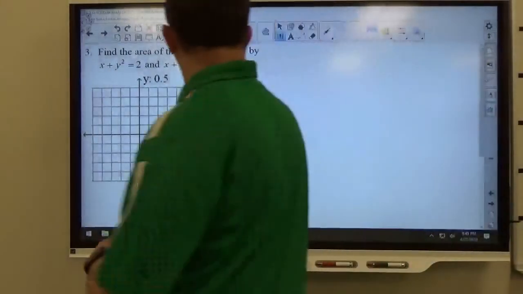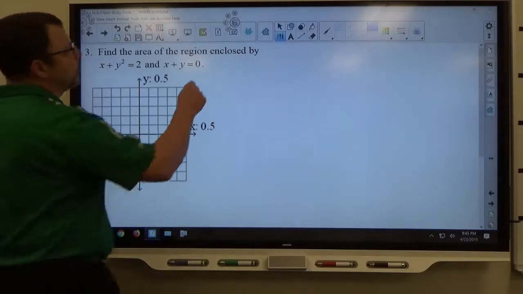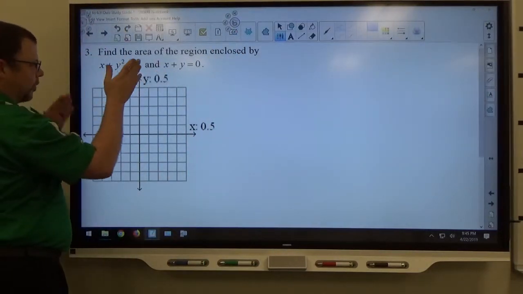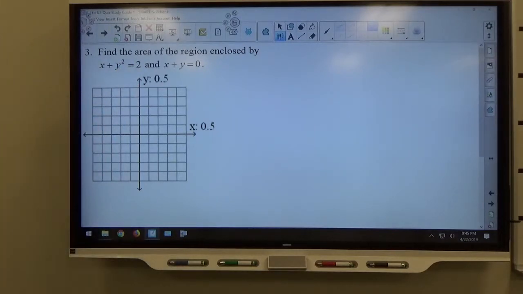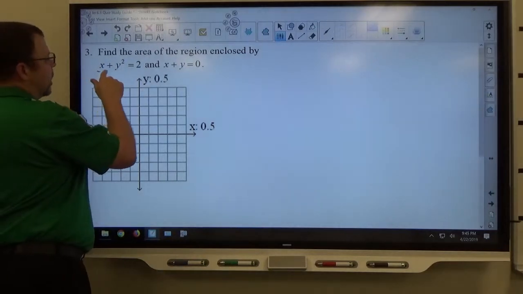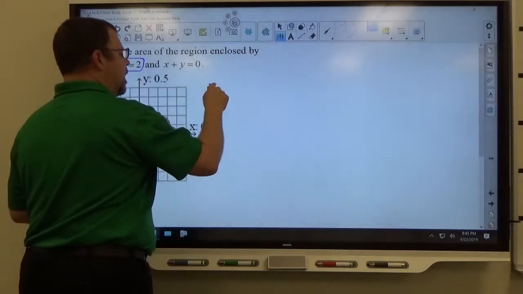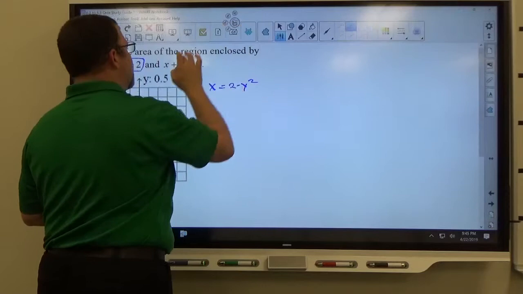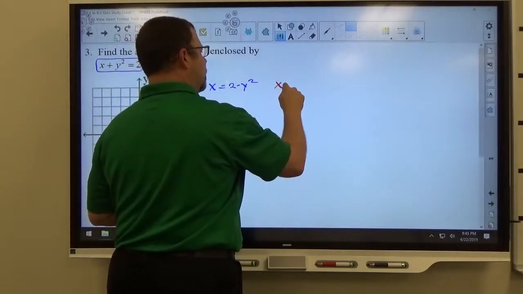Okay, for number 3, find the area of the region enclosed by x plus y squared equals 2 and x plus y equals 0. Since we have a y squared and a y to the first, we have x to the first in both, it's better to make these x equals a function of y as opposed to y equals a function of x like we usually do. I'm going to take x plus y squared equals 2 and transform that to say x equals 2 minus y squared. And I'm going to take x plus y equals 0 and transform that into x equals negative y.